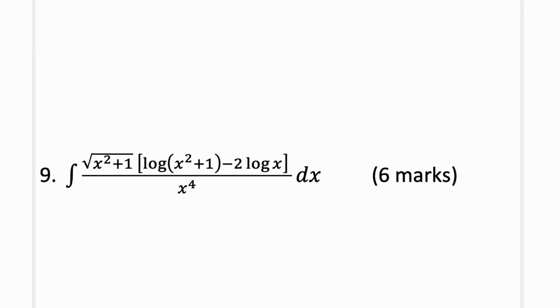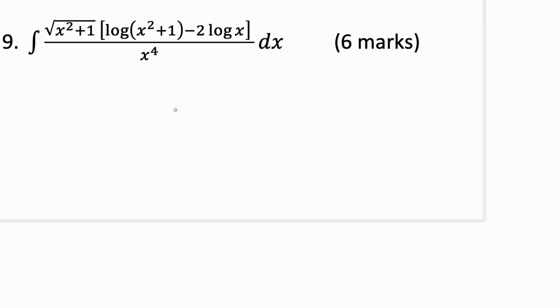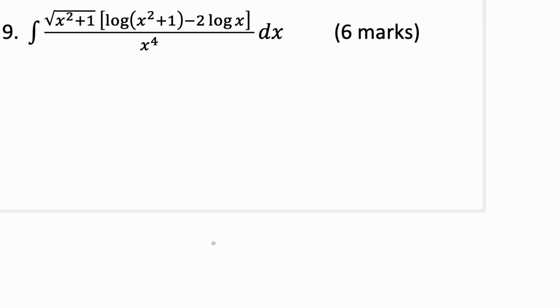Question number 9. This is also a 6 marks question, and this is also a pretty lengthy question. So in this question, how will we start? In this question, we will first use the properties of logarithm, and we'll write I is equal to integration x square plus 1 and log, this is log a minus b.